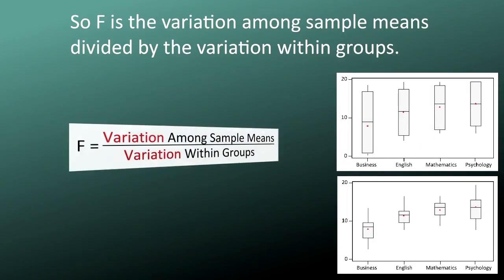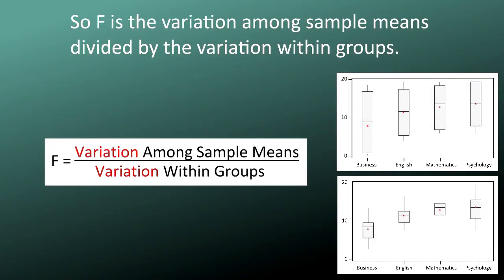So F is the variation among sample means divided by the variation within groups. In other words, we need to look at the quantity, variation among sample means divided by variation within groups, which measures to what extent the difference among the sampled group means dominates over the usual variation within sampled groups, which reflects differences in individuals that are typical in random samples.